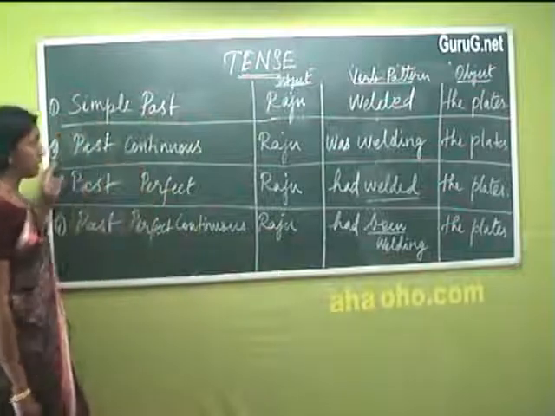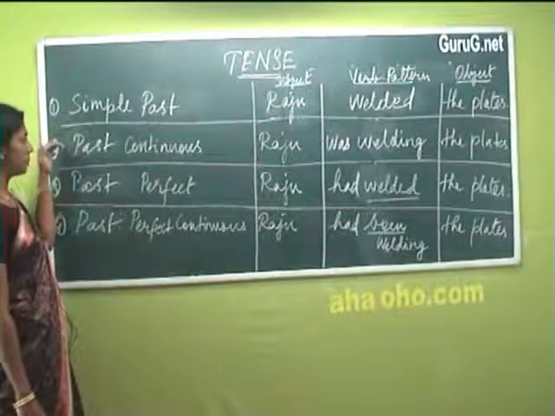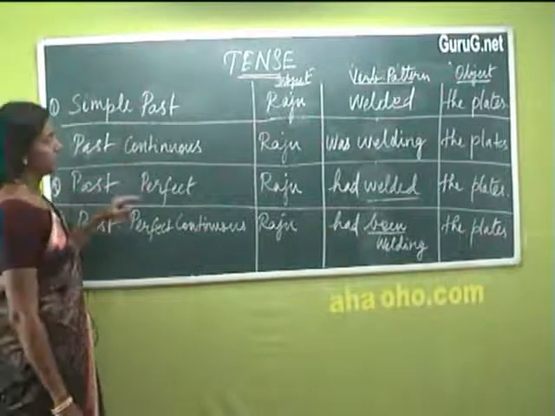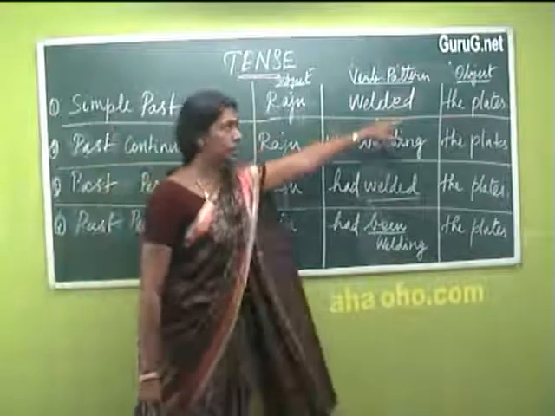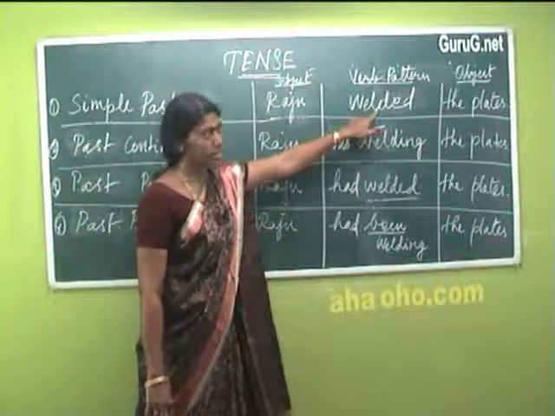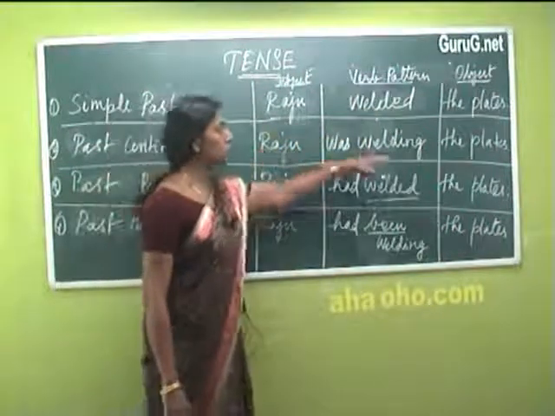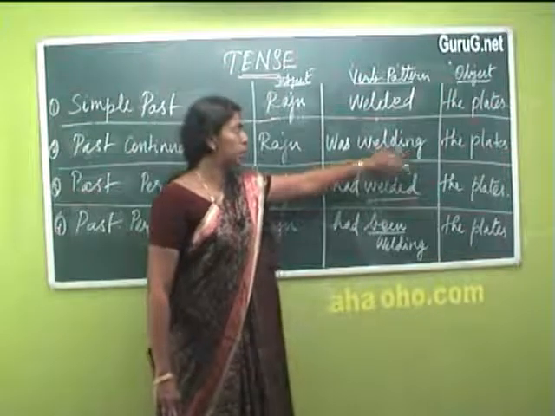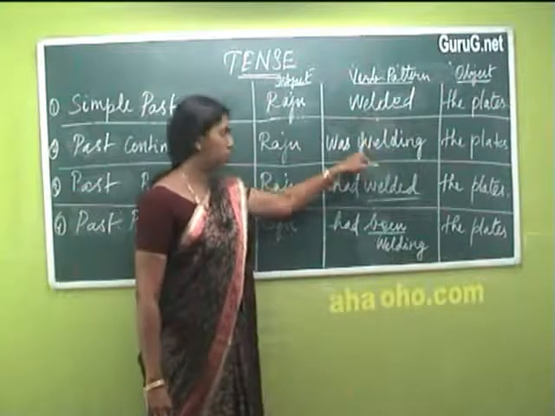That's all. I repeat once again: simple past, past continuous, past perfect, and past perfect continuous. Raju welded the plates. Tense is past and it is simple. Raju was welding the plates. Continuous tense we come to know by the usage of the present participle verb.